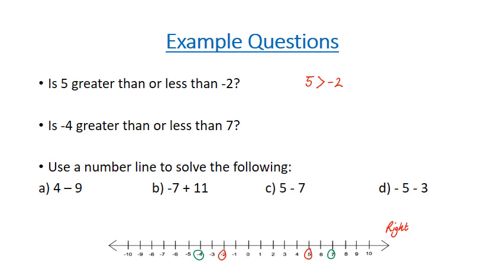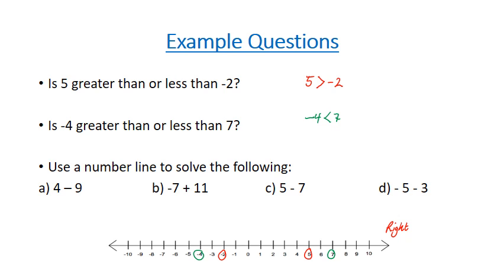Well, we know 7 is on the right-hand side, so that's the bigger number. So negative 4, let's rub that out, make sure it's actually properly. Negative 4 is in fact less than 7. Now remember, the arrow always points to the smaller number.